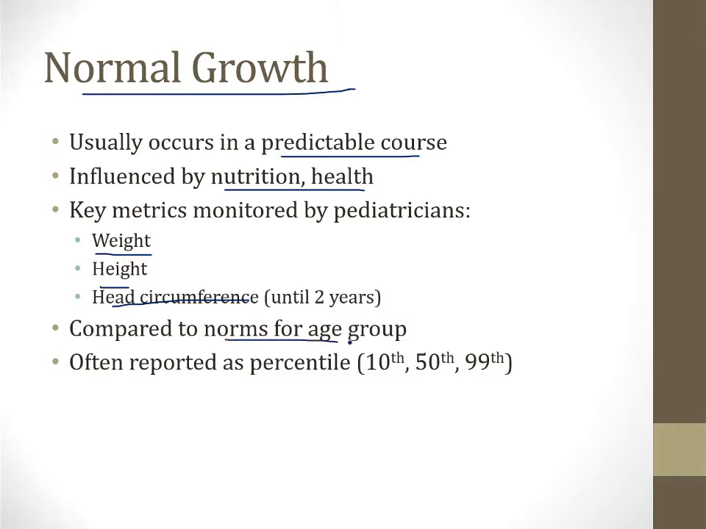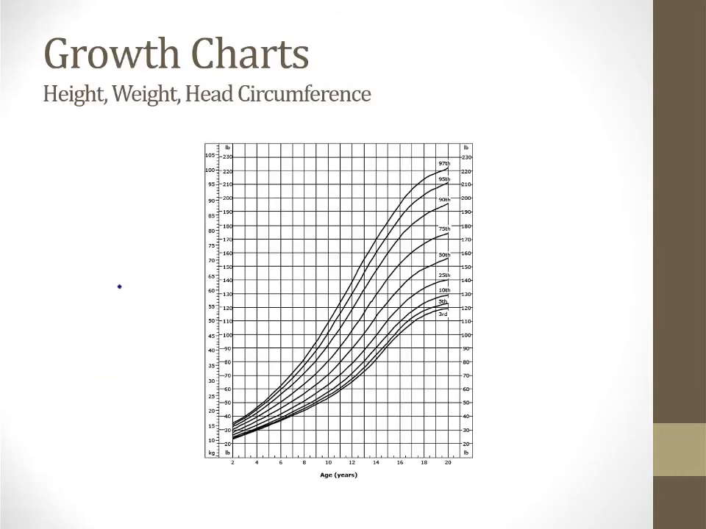These are compared to norms for the child's age group, and often the weight or height or head circumference is reported as a percentile, 10th, 50th, 99th. And this means among similar children their age, is this child normal? Normal would be right at 50th percentile, high would be at 99th percentile, and low would be at 10th. The child's height, weight, and head circumference is usually plotted on a growth chart to determine the percentile.